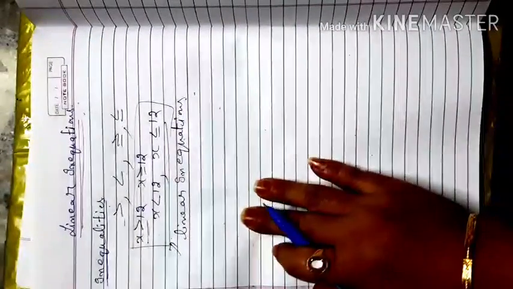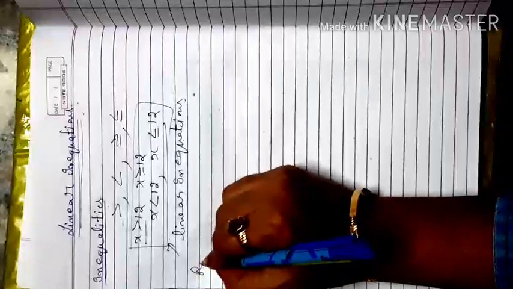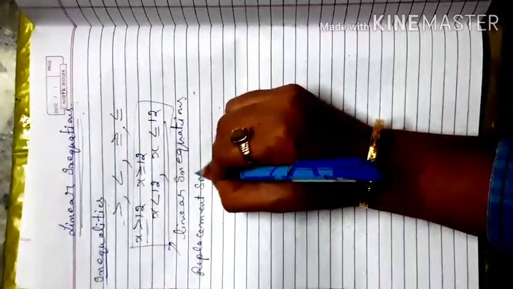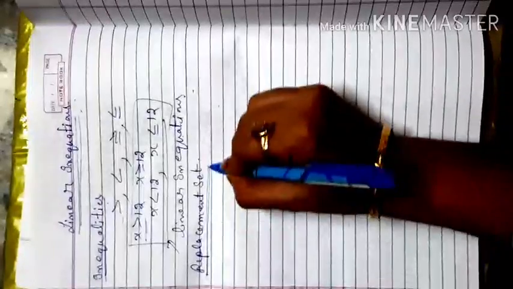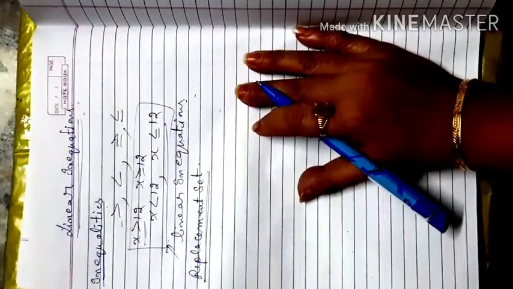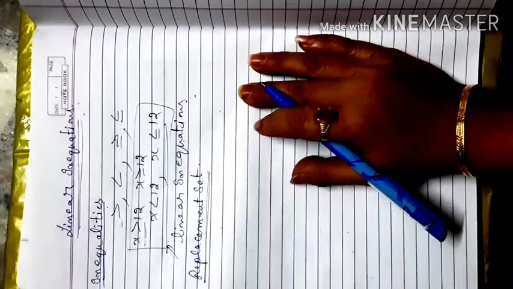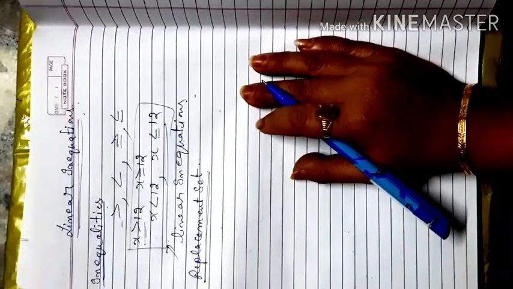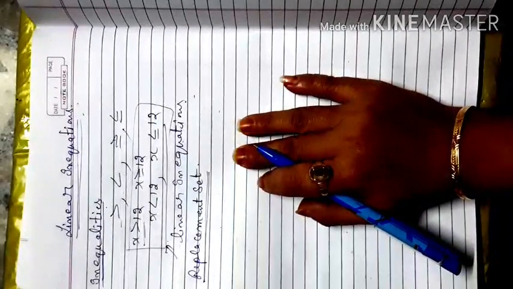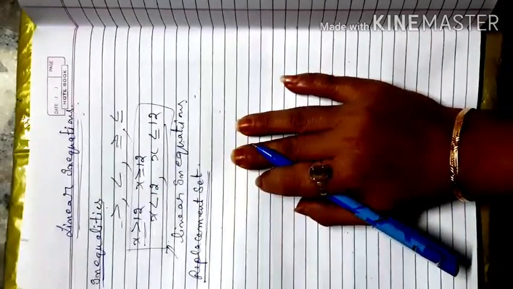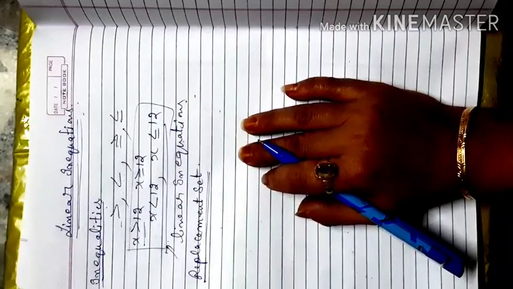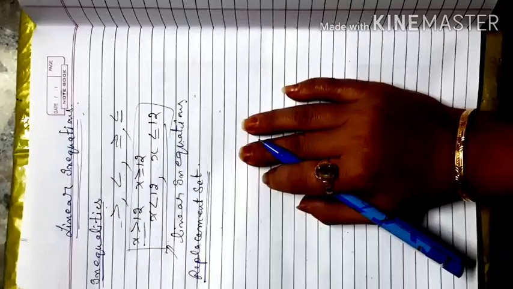Next is the replacement set. So what is a replacement set? Generally, you have already done the universal set in earlier chapters, where in some experiment with data, the quantities given to us are considered as the universal set. Here in linear inequations, we call the universal set the replacement set, from where we have to choose the values to represent the solution of the inequation.